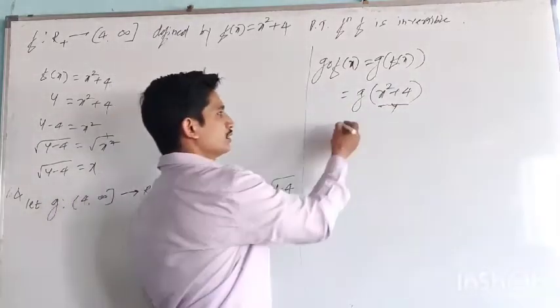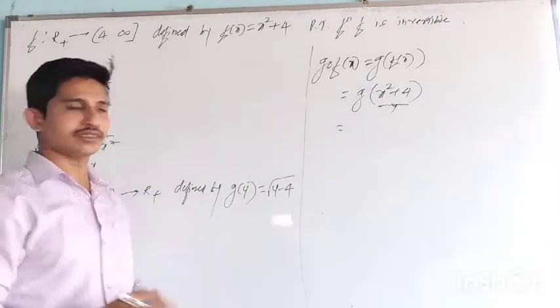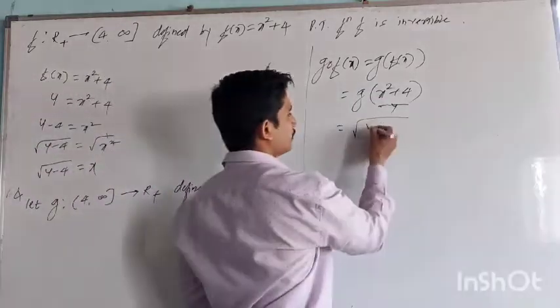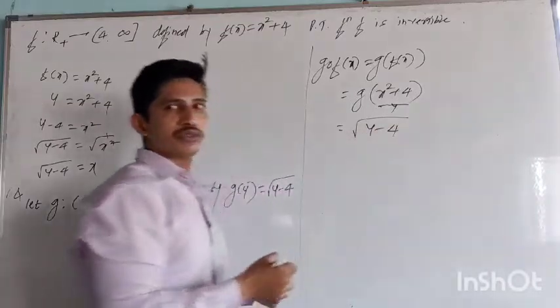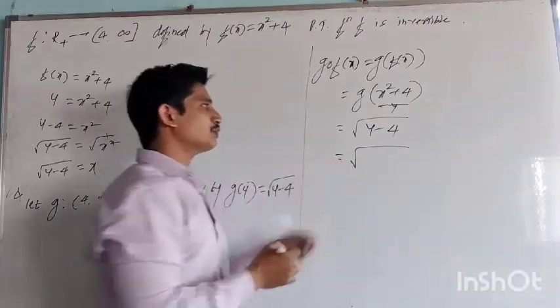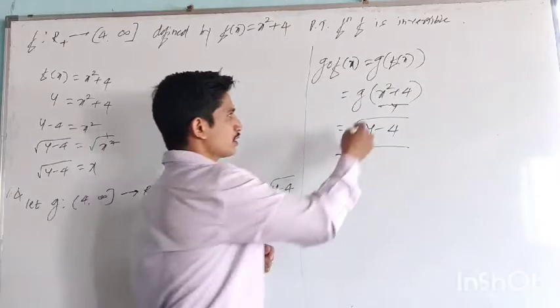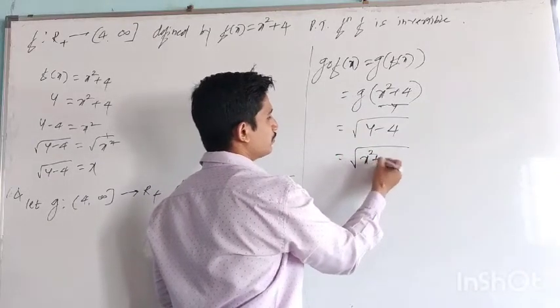So g of y first, right. What is g of y? Root of y minus 4. Okay, so root of y minus 4. Now what is the value of y? The value of y is x square plus 4. So I write the value of y here as x square plus 4.